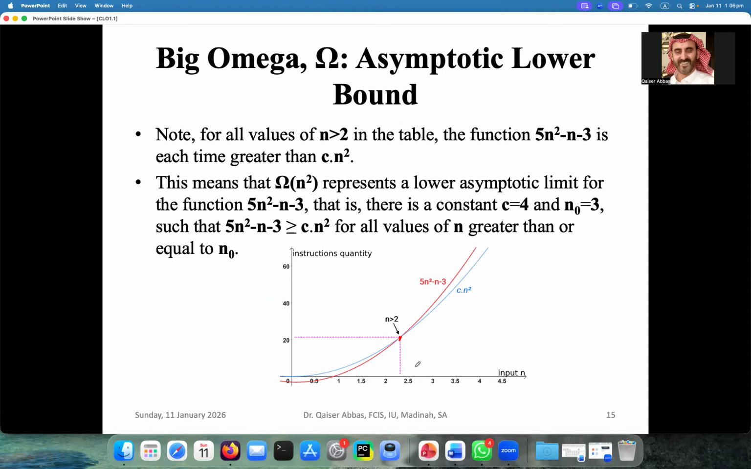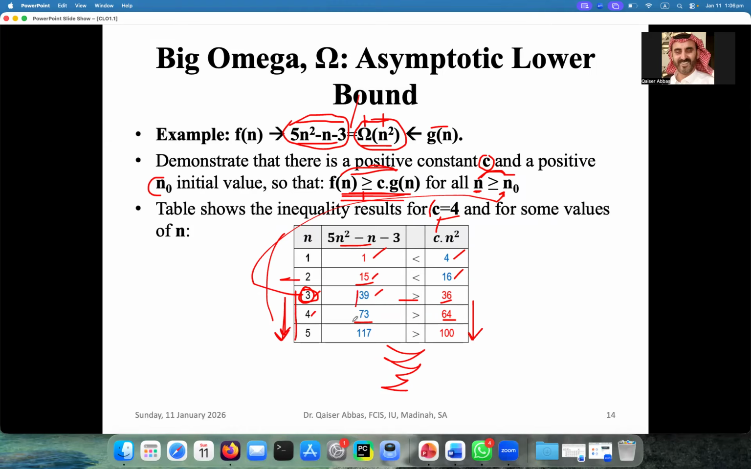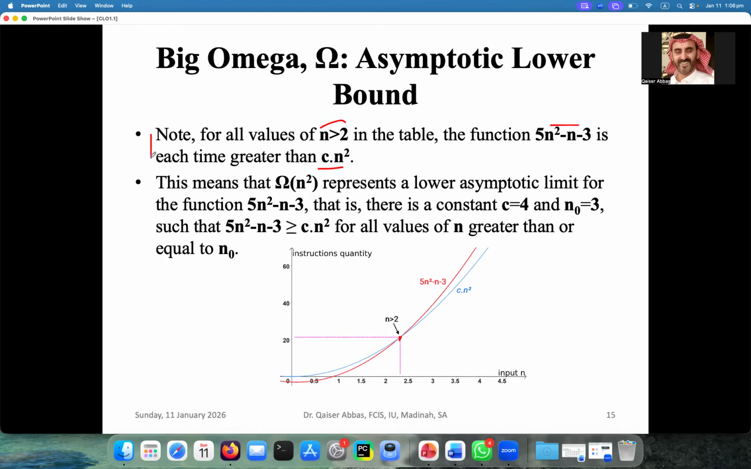And then here you can say, for all the values greater than 2 in the table, which means 3, according to the table, function f of n is always greater than c n square. For all values greater than 2, function f of n is always greater than this c n square. This is written here. And hence, I can represent this as omega n square.